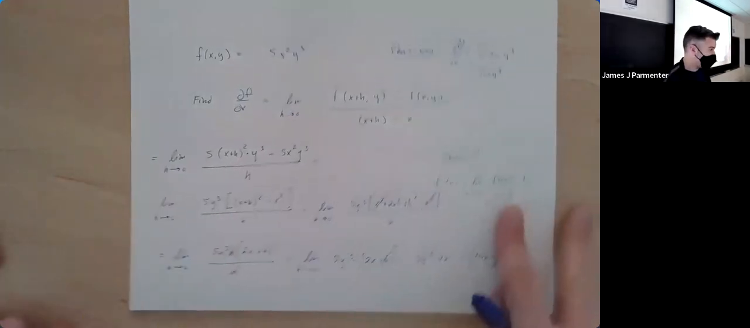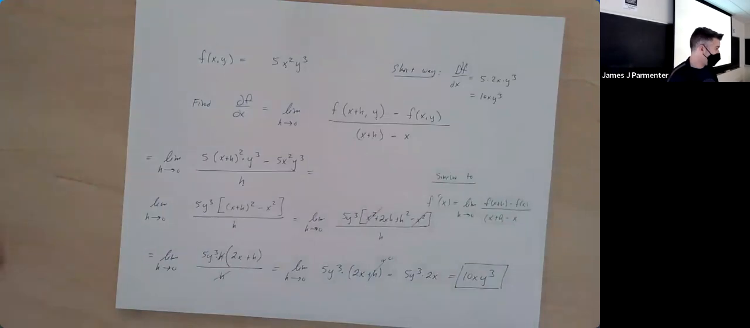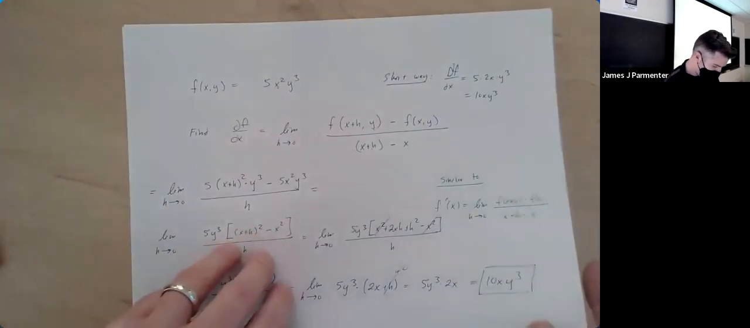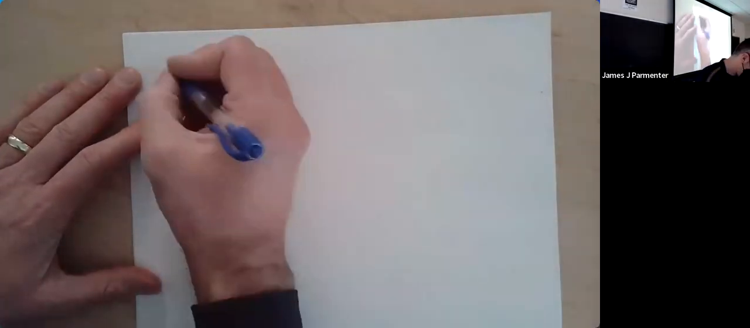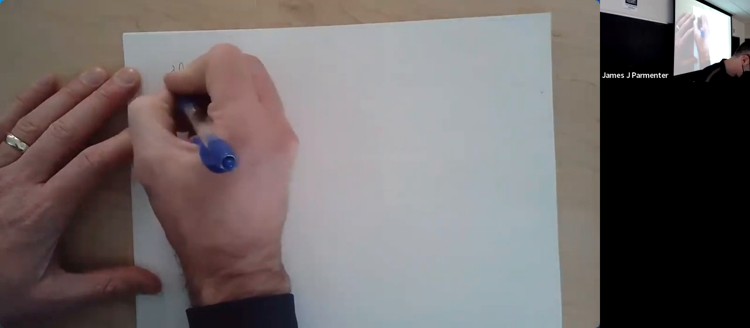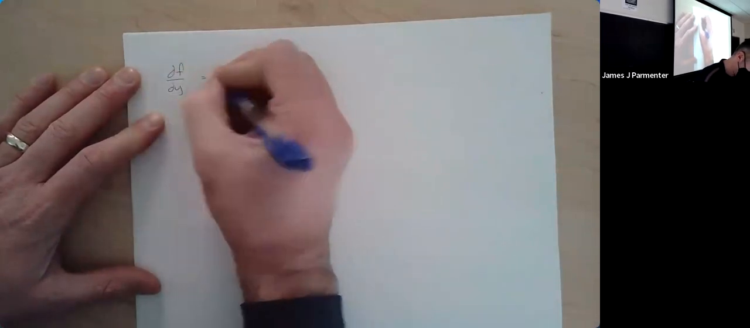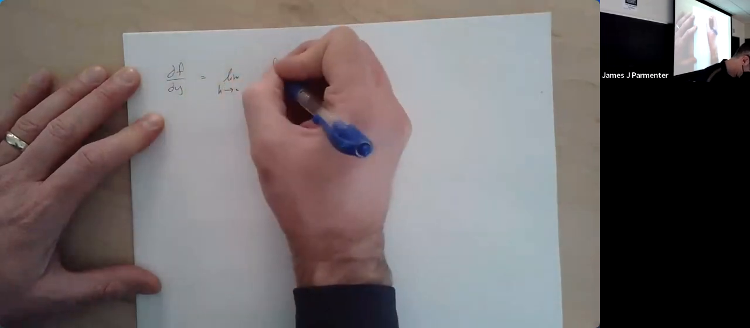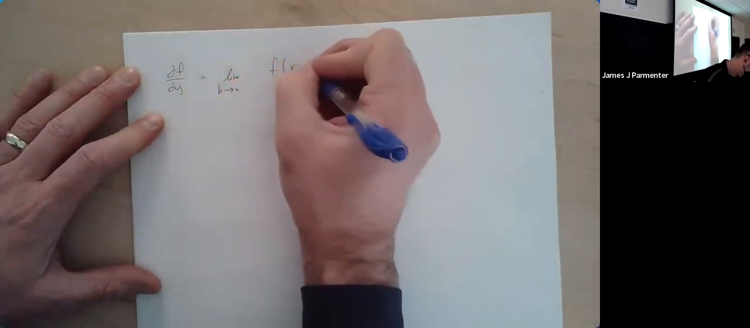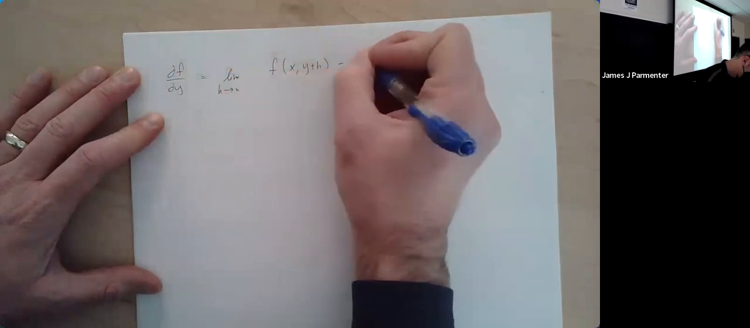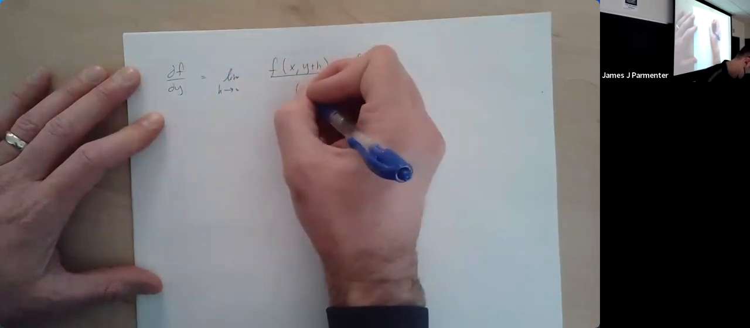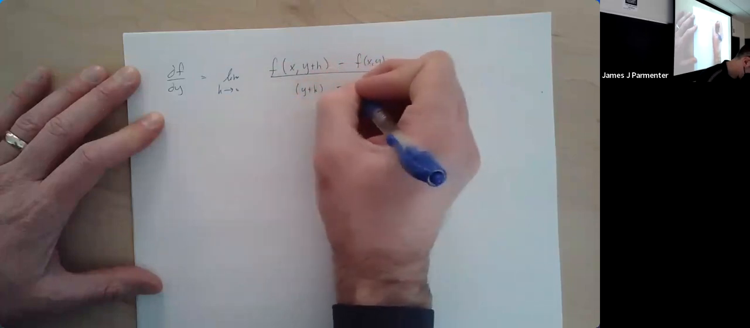We could also find the partial with respect to y in the same sort of way. It's going to be a little more terrible, but not a lot. So I think it's worthwhile, and then we will move on from this. And feel free to throw in questions if you got them. If I want to find del f del y, it's going to be the same idea, except now it's going to be the limit as h goes to 0 of f of x comma y plus h minus f of x comma y all over y plus h minus y.